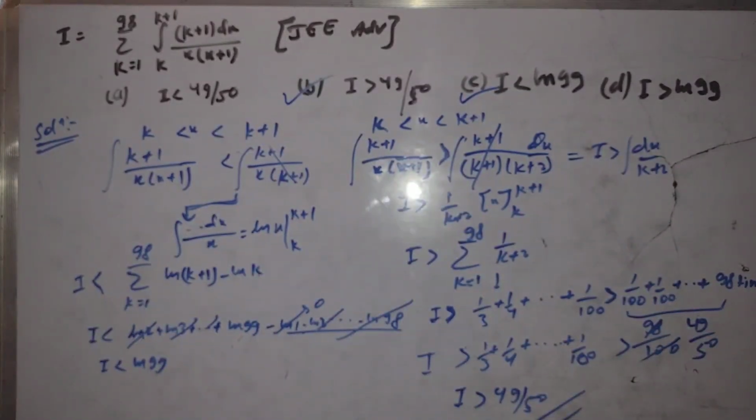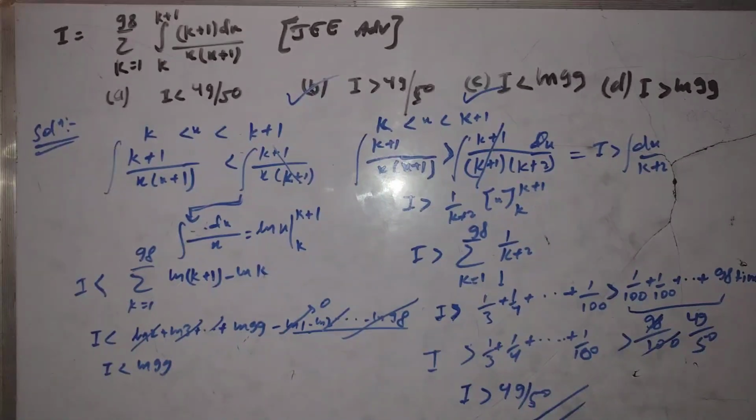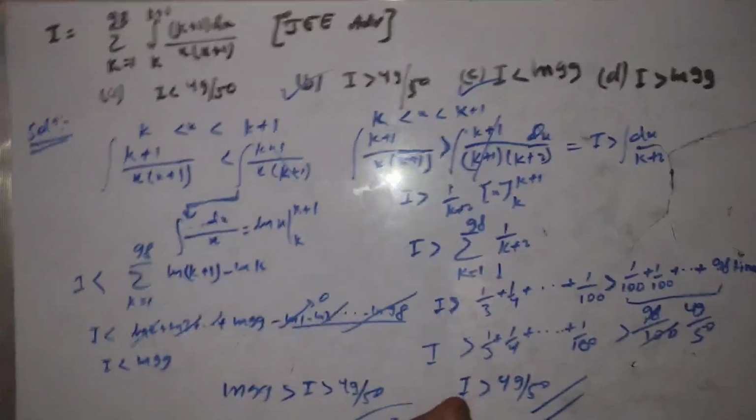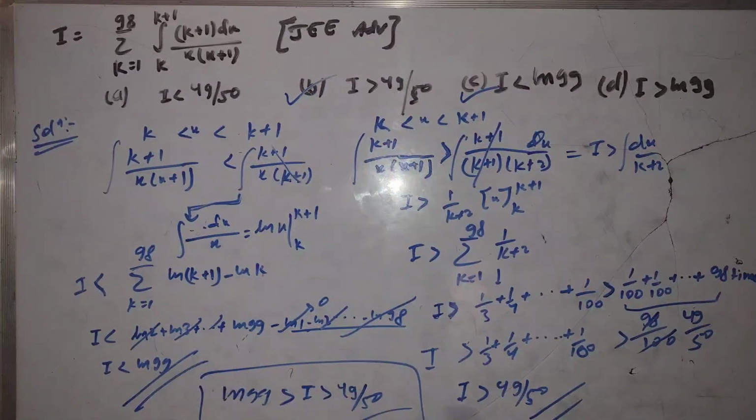But what we can do also is find some relations between this 49 by 50, I and ln 99. I think that is very obvious, from these two inequalities we can say that ln 99 is greater than I, and I is greater than 49 by 50. Luckily this option was not given, but this could also be an option. So these two are our answers.